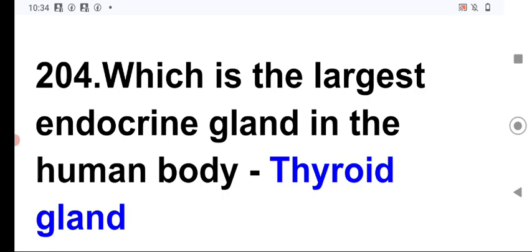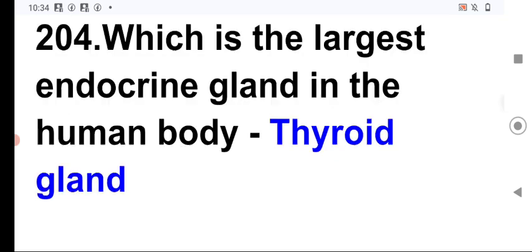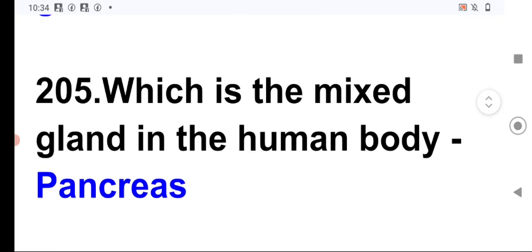largest endocrine gland in the human body. It is situated in the neck region. Next, which is the mixed gland in the human body? It is the pancreas, which is the mixed gland in the human body. It is made up of two parts, exocrine and endocrine.